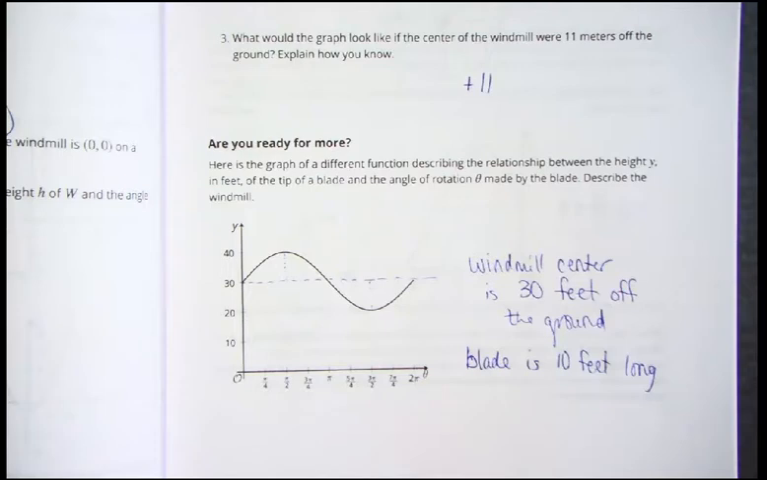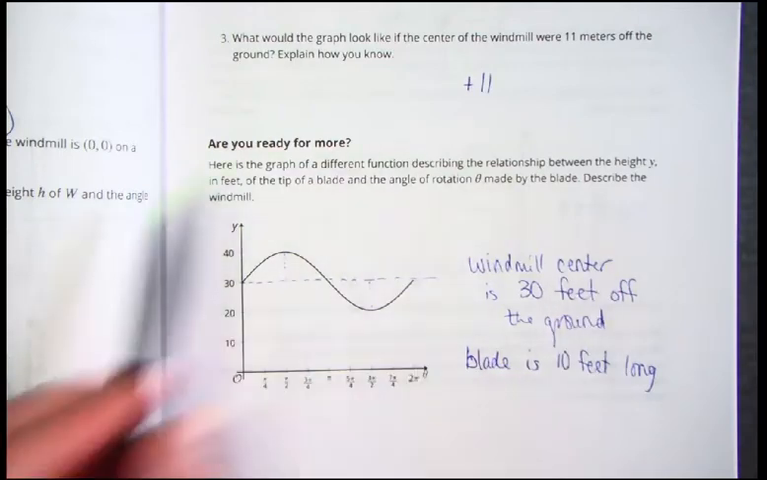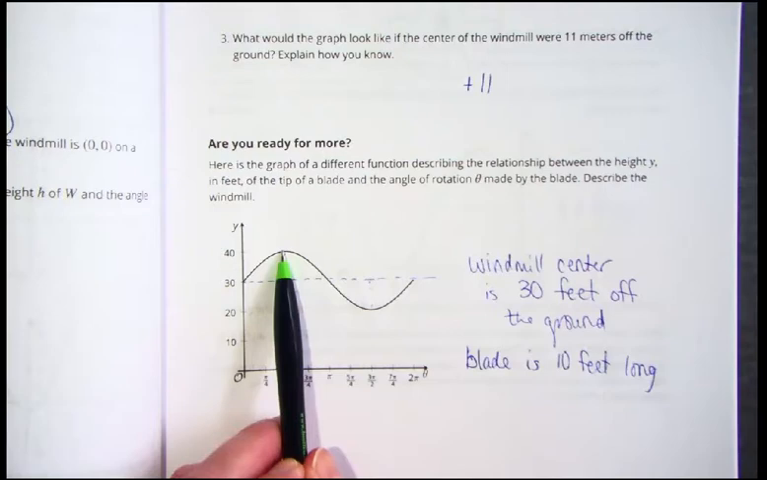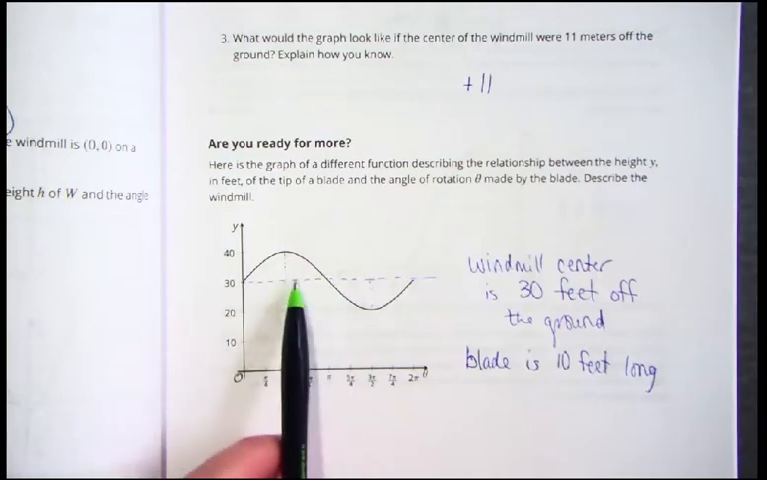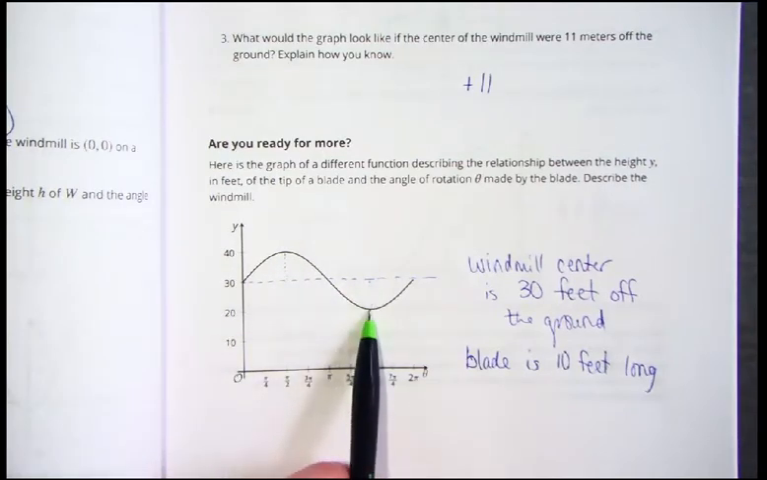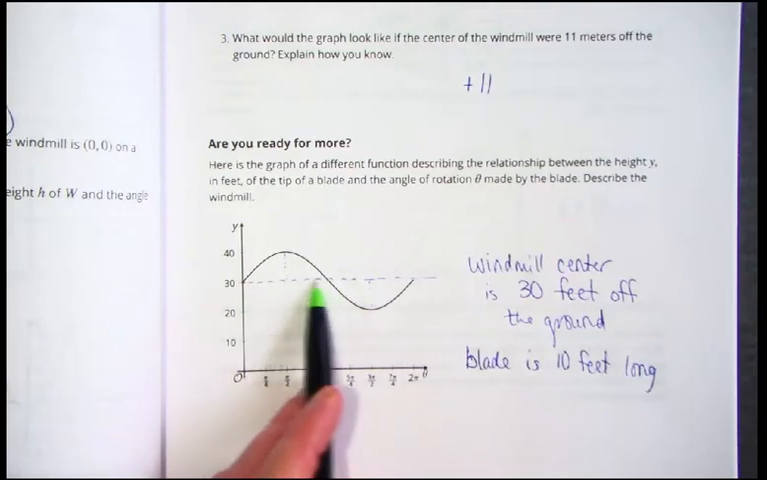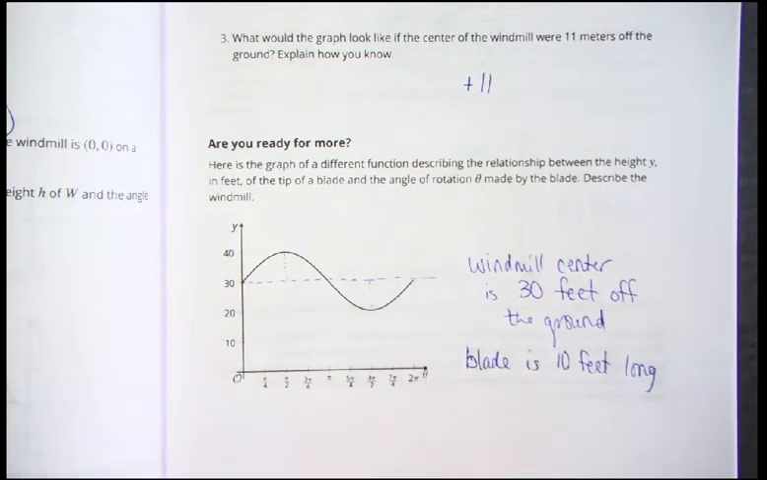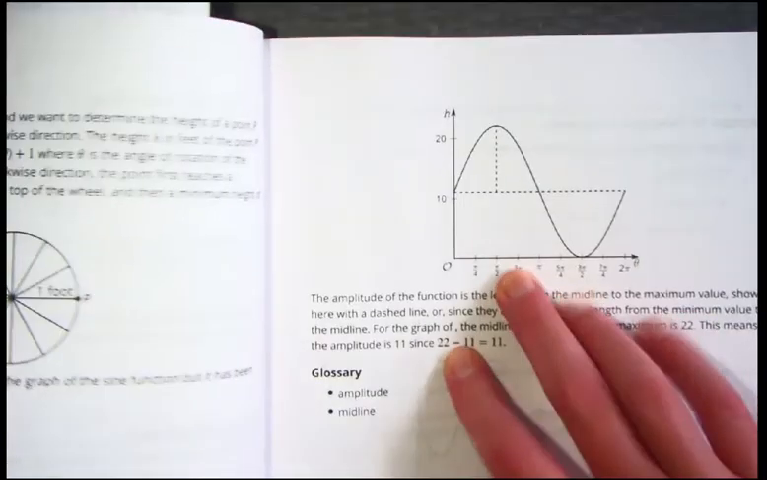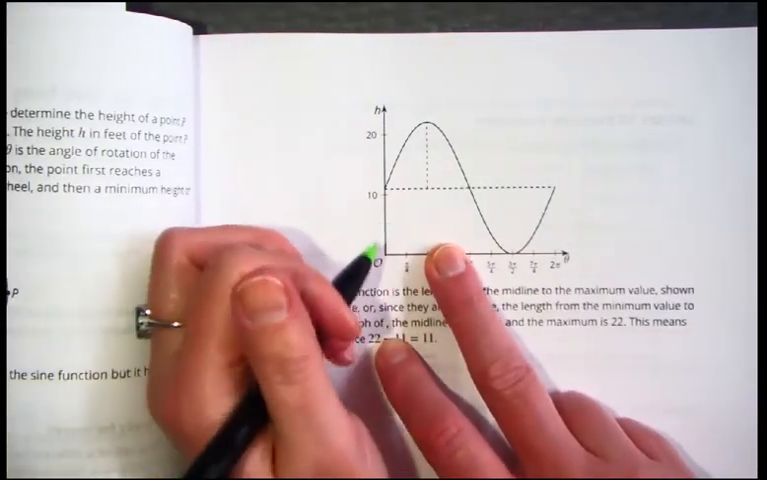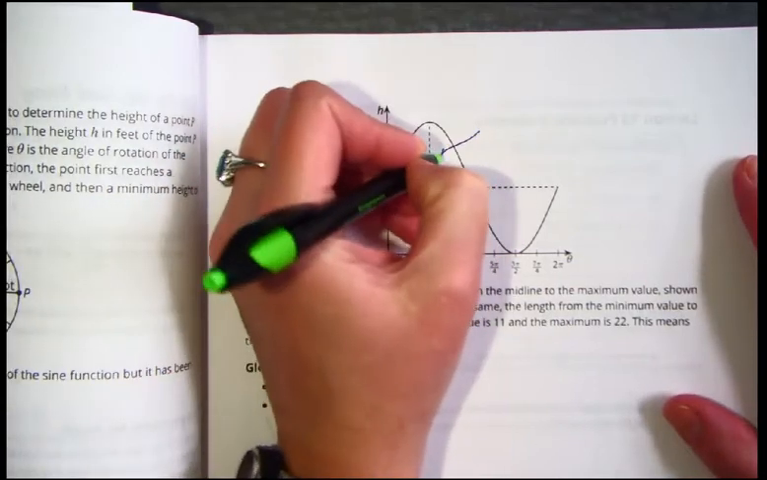Okay, so we can picture this windmill spinning around and around. At its tallest point, it is 10 feet above 30. At its lowest point, it's 10 feet below 30. That means its center point is at 30 feet off the ground, and a blade that's 10 feet long. So you see this drawing here in 13, lesson summary. This is our amplitude.